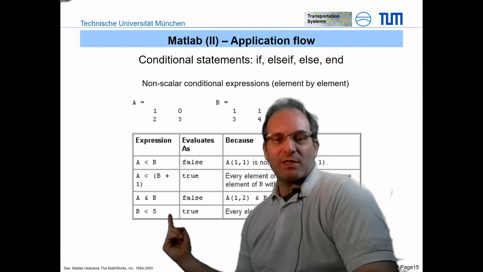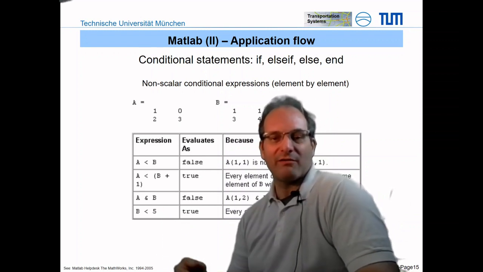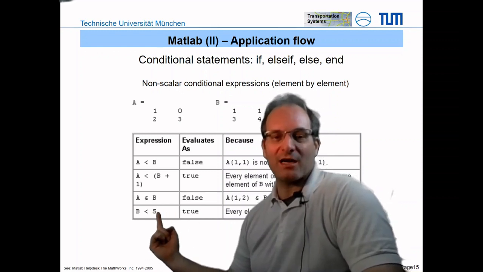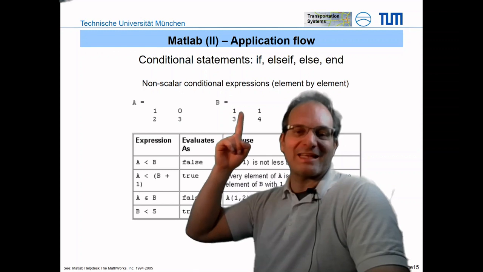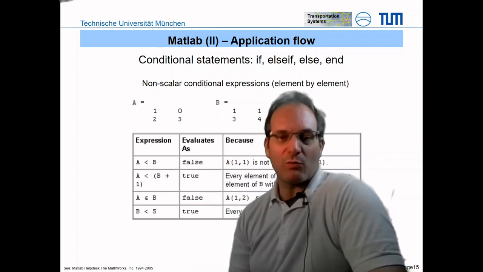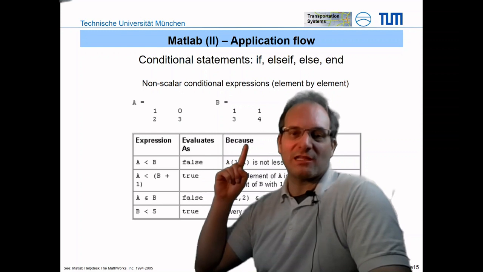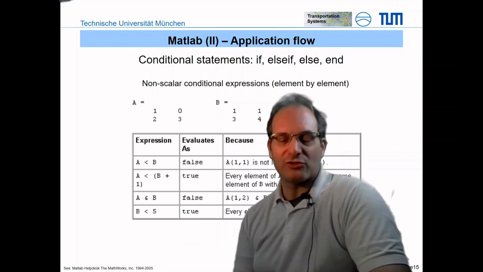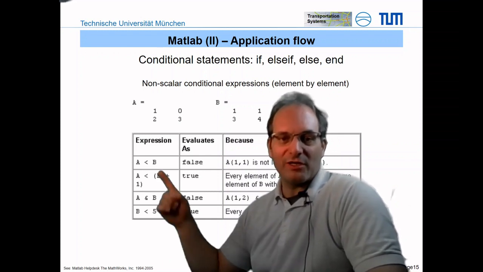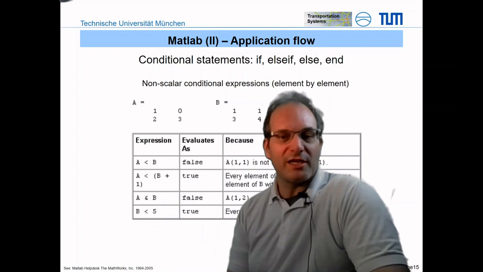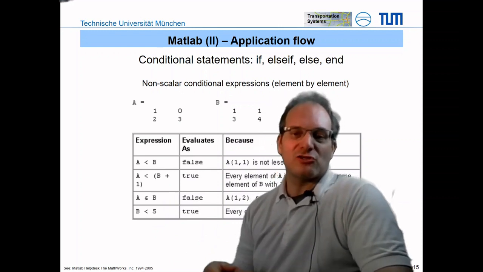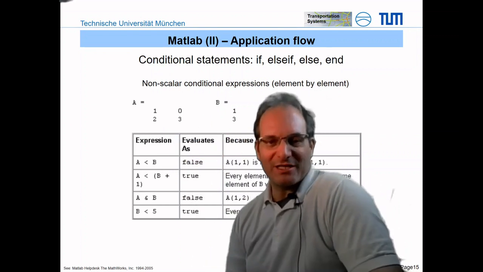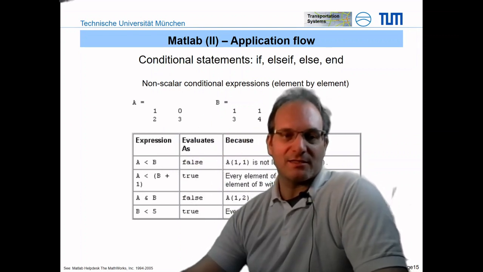Let's do the last one. B lower than 5 should be clear. So we have one scalar, and this scalar is evaluated against all of the elements of B. So 1 is lower than 5, and 3 is lower than 5, and 4 is lower than 5. So all elements are lower than 5. So this will be true. Therefore, you see different conditional evaluations here. And you should always keep this in mind, that matrices are always operated here in element by element style.